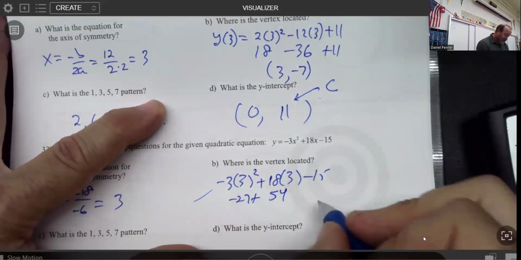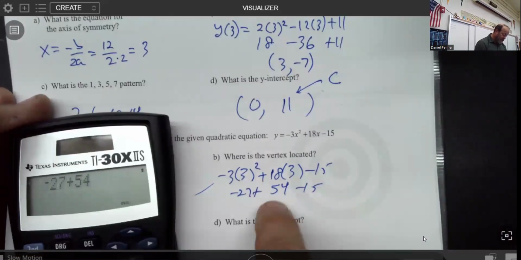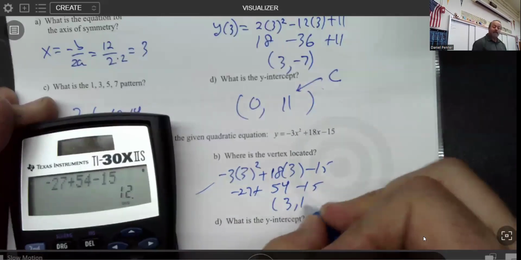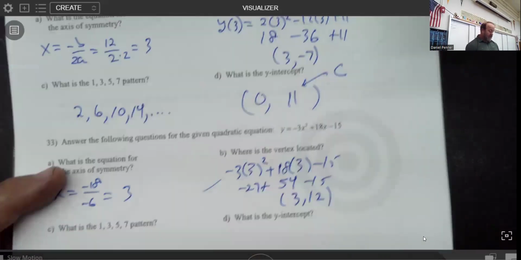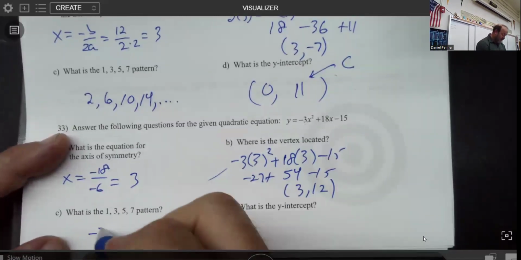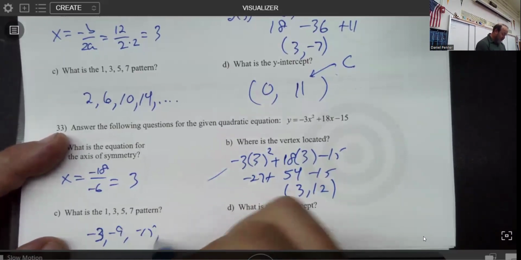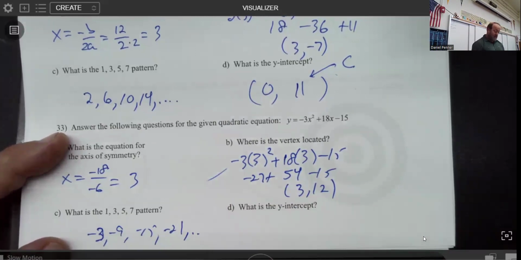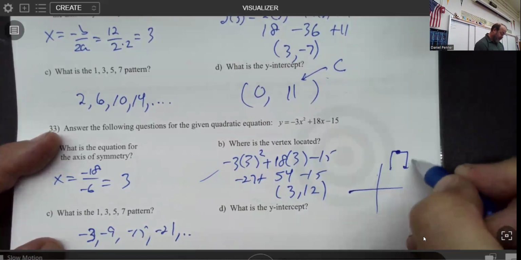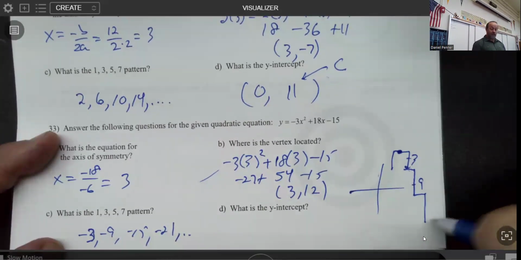And so I plugged in 3 into everything, and let's see what I got. I got -27 and 54. Notice the 2-to-1 ratio. -15, looking good at 12. So I plugged in 3. My vertex is at 12. And last part is my 1, 3, 5 pattern got multiplied by -3, so it's -3. From my vertex, I'm going to go down 3, and then down 9, down 15, down 21, etc. So remember, you find your vertex at 3, 12 right here, and I go over and down 3. And then I go over 1, and I go down 9. Then I go over 1, and I go down 15 if I'm going to graph that.